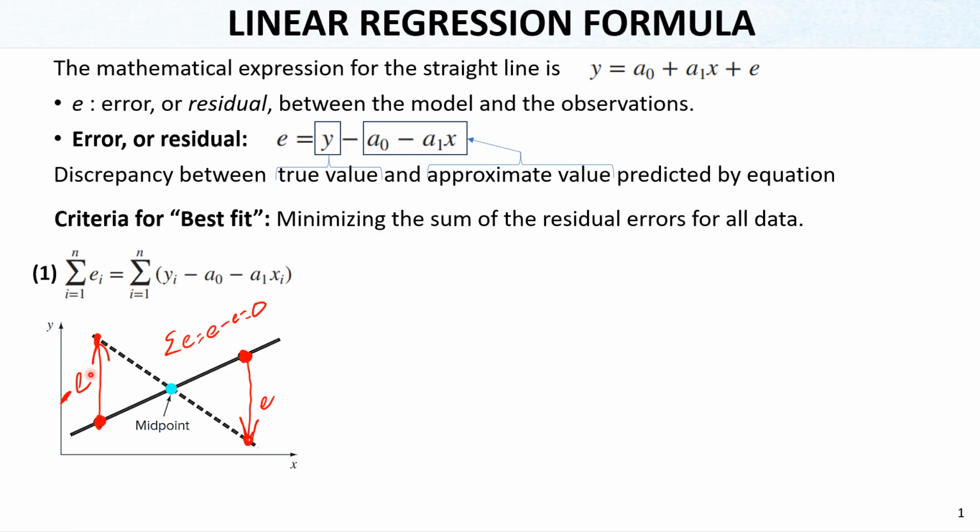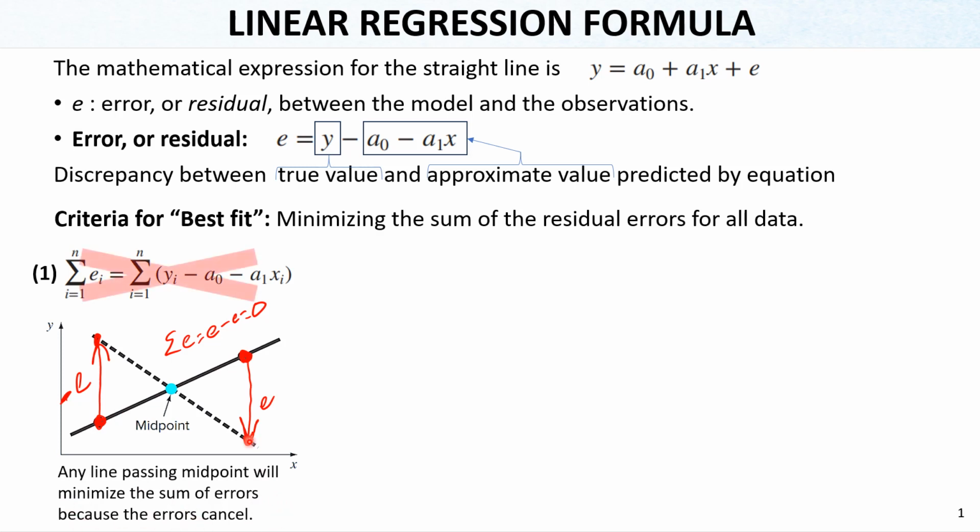And we can have also like this, or like this, or like this. So we can have many different lines which can give 0 or minimized error value, but these are not suitable. This is suitable. So how can we find this most suitable one? We cannot find it using this, basically, especially for two data. That's why this is not usable. So any line passing through the midpoint will minimize the sum of errors because the errors cancel. That's why this is not usable.